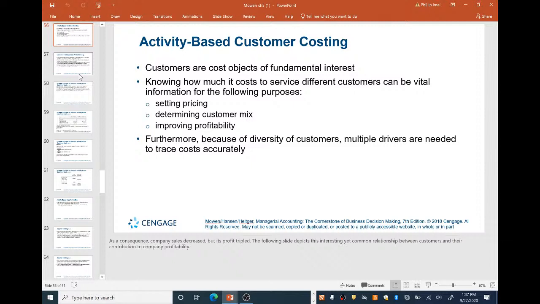It's going to ultimately determine the mix of customers that you're going to have, so what types of markets and what types of segments you're going to go after. And it's obviously going to help us improve the profitability of a company, because as we saw before, more customers is not necessarily better. Not always. The key is to find those good quality customers. And beyond these measures, because of the diversity of customers, we obviously need multiple drivers to trace these costs more accurately.